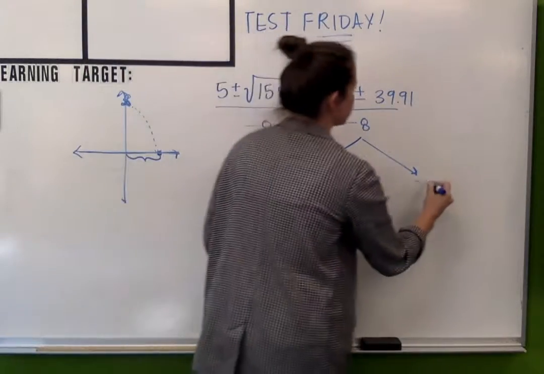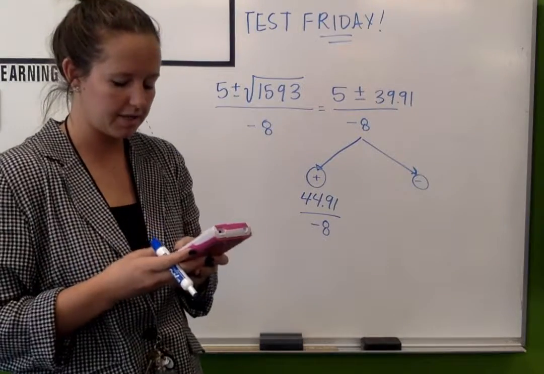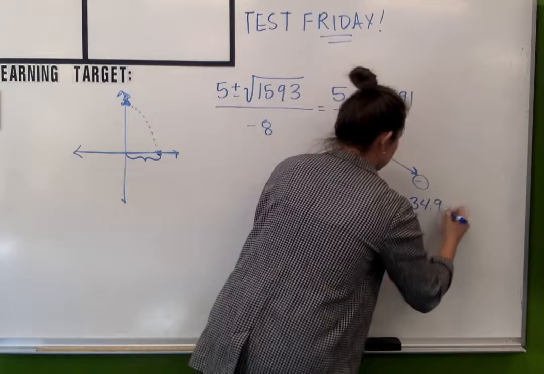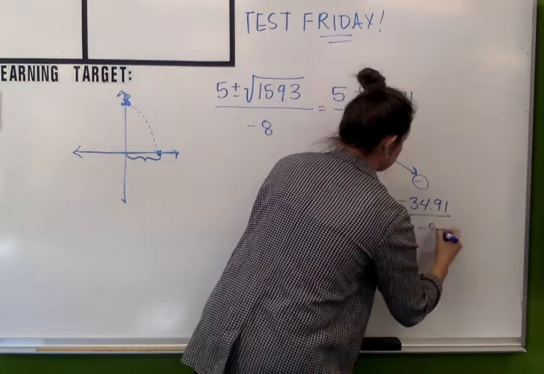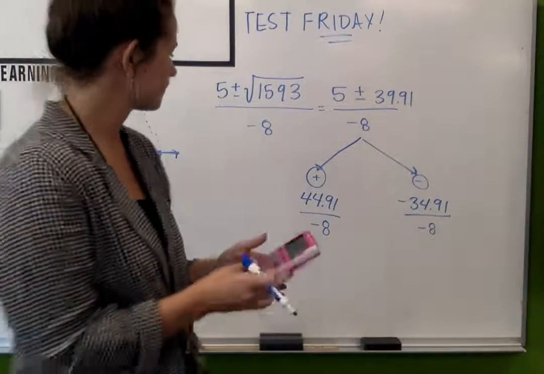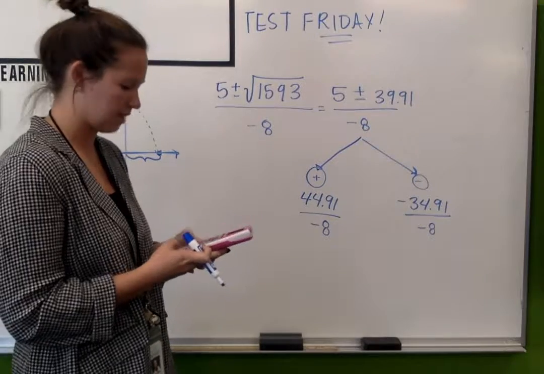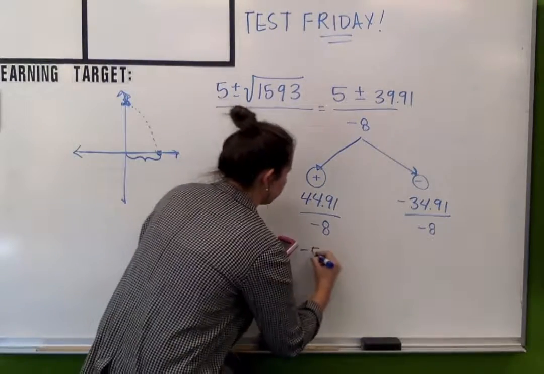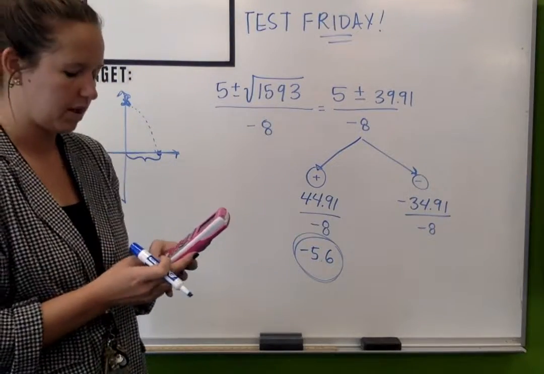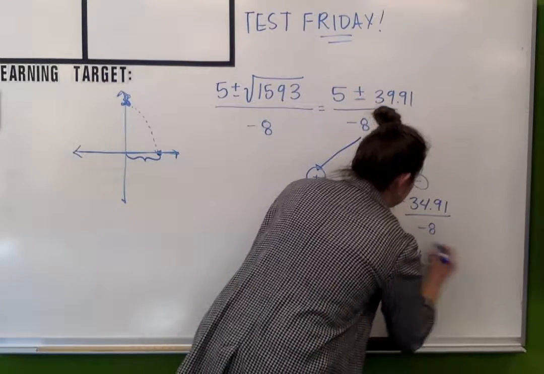Now on this side I'm going to do the minus sign. So I'm going to do 5 minus 39.91, which is negative 34.91. And still divided by negative 8 on the bottom. So keep that there. Finally, just do the division. So 44.91 divided by negative 8 is negative 5.6. And then negative 34.91 divided by negative 8 is 4.36.